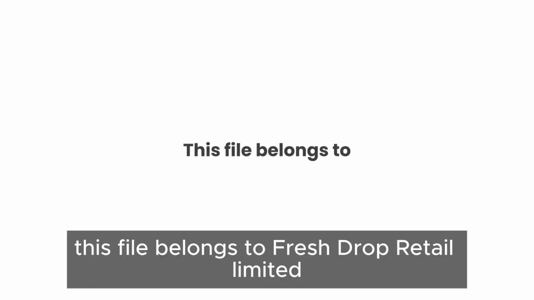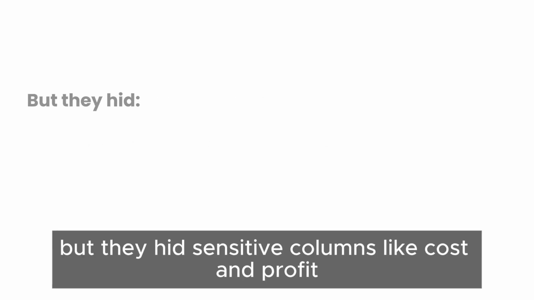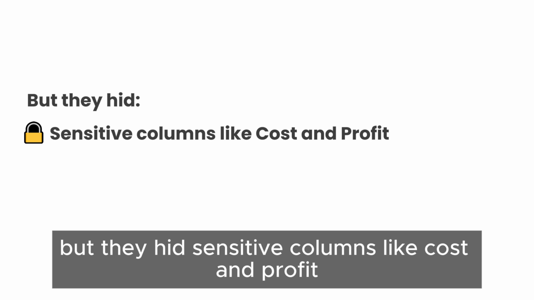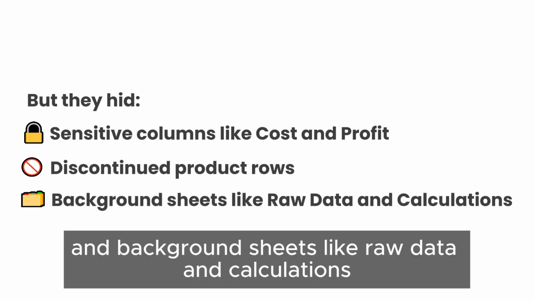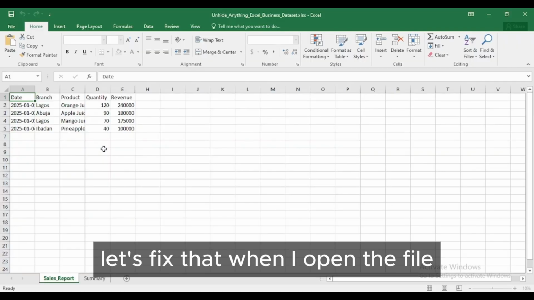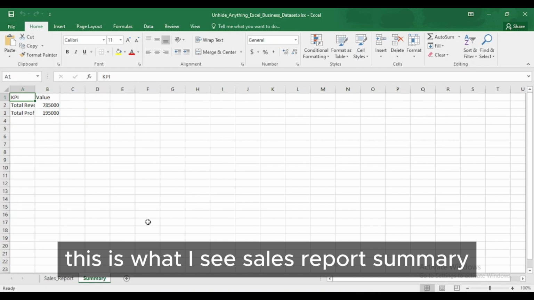This file belongs to Fresh Drop Retail Limited. The finance team shared a sales report, but they hid sensitive columns like cost and profit, discontinued product rows, and background sheets like raw data and calculations. Let's fix that. When I open the file, this is what I see: Sales report, summary, but I know more sheets exist.